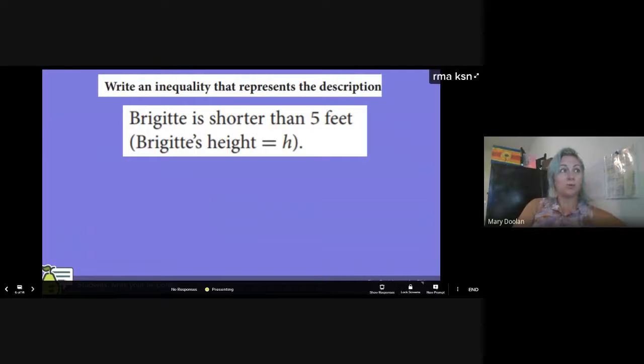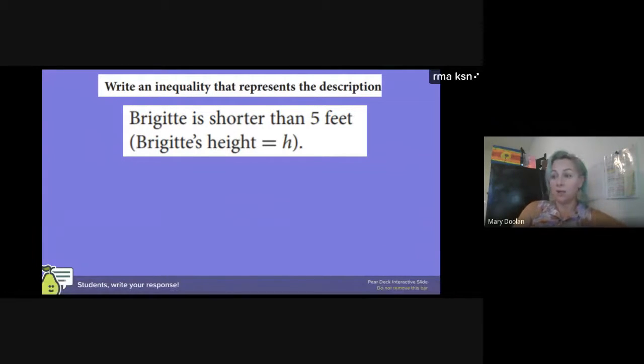Okay, you guys are going to type me an inequality. You do have the less than and greater than symbol on your keyboard, right next to the question mark, where the comma and the period are. Bridget is shorter than 5 feet, and Bridget's height is h. So you're going to use a 5, you're going to use an h. Shorter than, what symbol do you think shorter than would be? Is it the less than or is it the greater than?